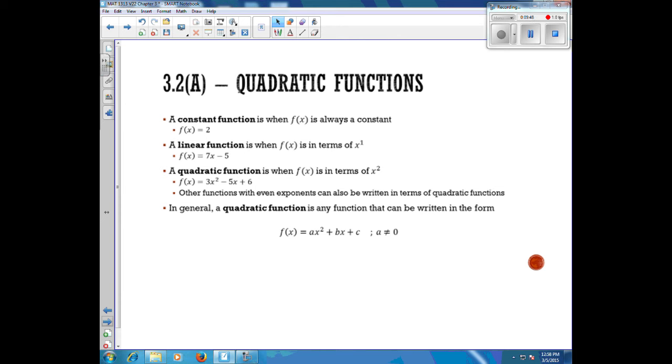Now we can write other functions with even exponents in terms of quadratic functions, and I'll show you a little bit about that in just a moment. In general, however, the quadratic function can be written in the form f of x is equal to ax squared plus bx plus c. Now, a cannot be equal to 0. If a were 0, then the first term would be 0, and you would have a linear function. But b and c can be equal to 0.